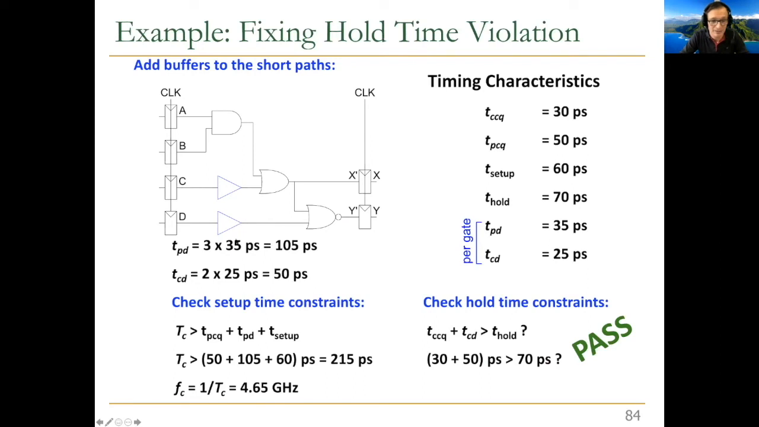Sorry, it takes essentially 25 picoseconds, because each gate contamination delay is 25 picoseconds, and now you have 2 gates in the shortest path, so you basically pass. So this was not desirable, as you can see, right? We didn't really want this, but we had to do this because of the hold time constraints of the flip-flop, and that's a fact of life.